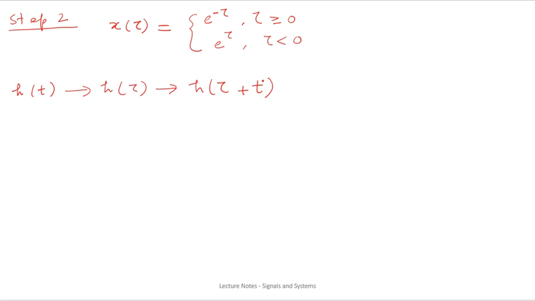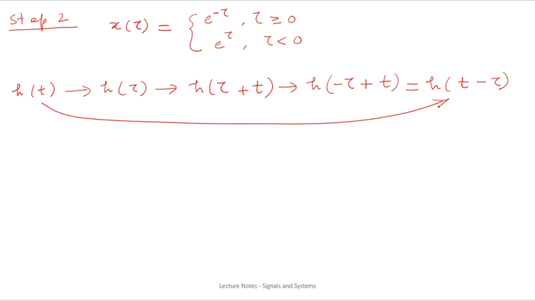So this small t will be the shifting factor for it, and then after shifting you can just time reverse it to get minus tau plus t. When you obtain this minus tau plus t, this will be the same as h of t minus tau. In this way you can obtain h of t minus tau from h of tau. So from h of t you have obtained h of t minus tau by following these intermediate operations.